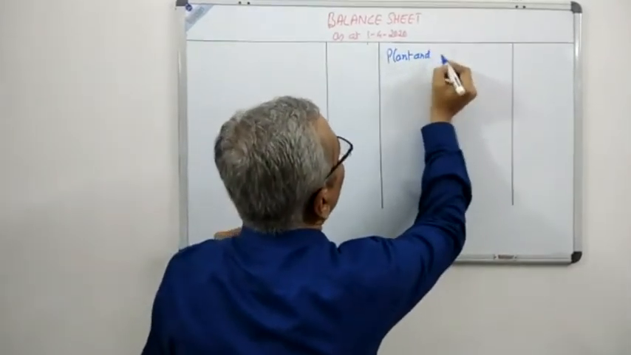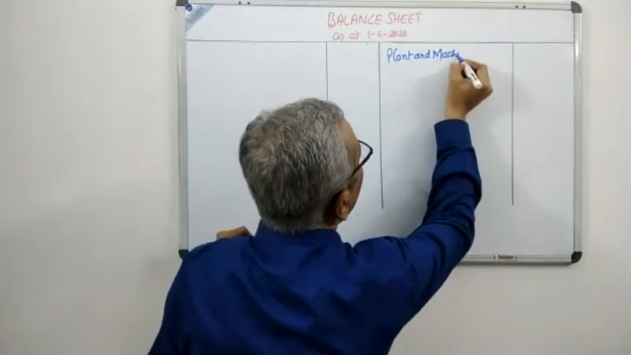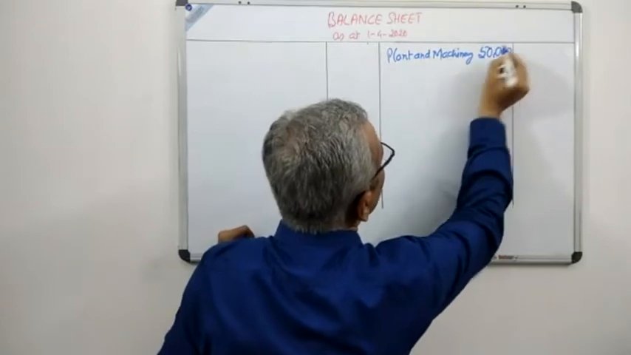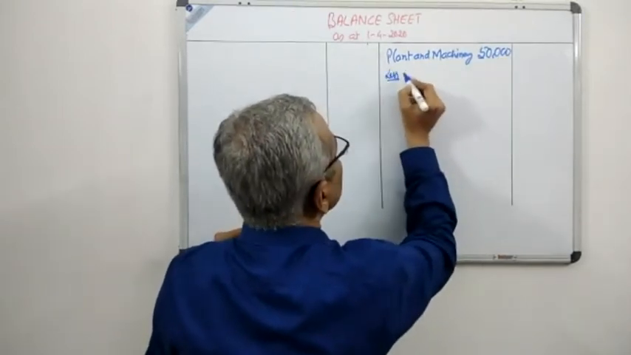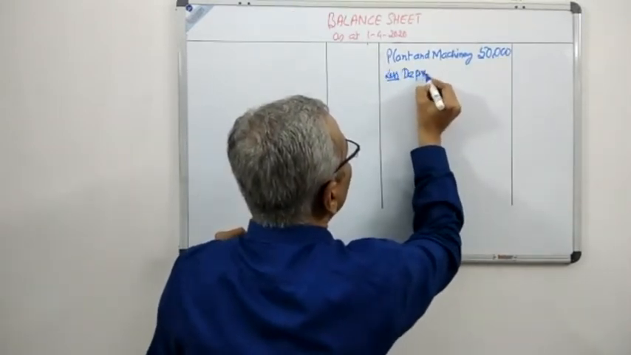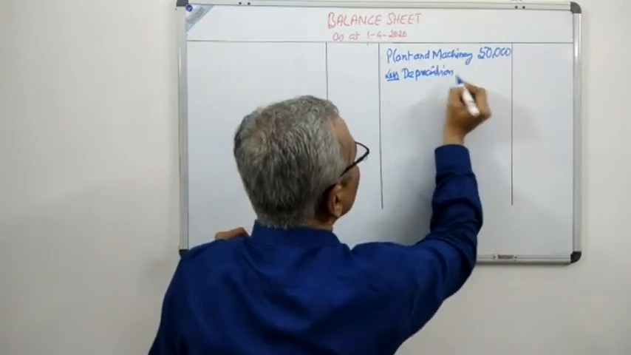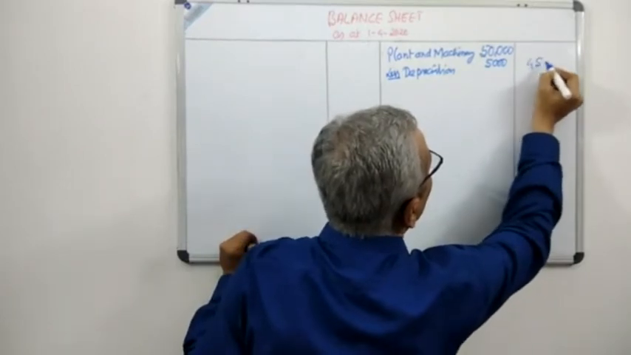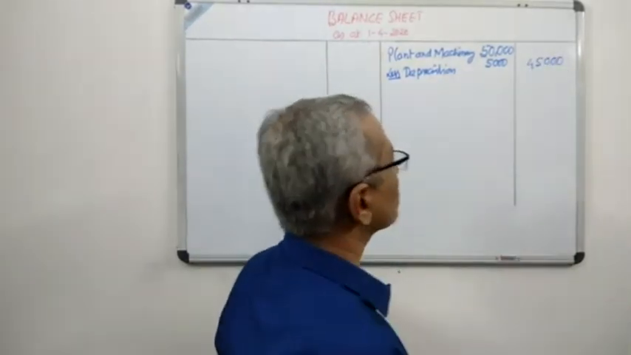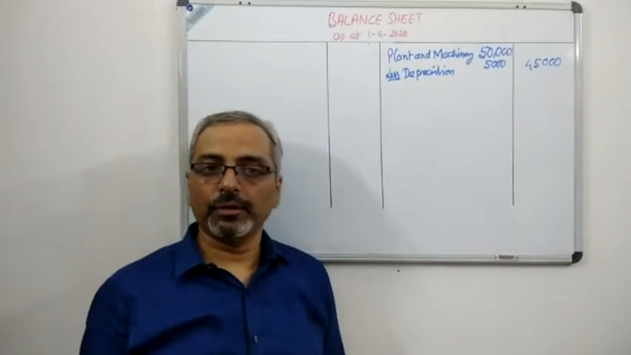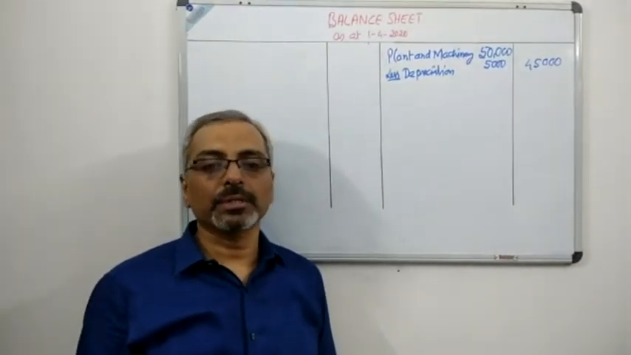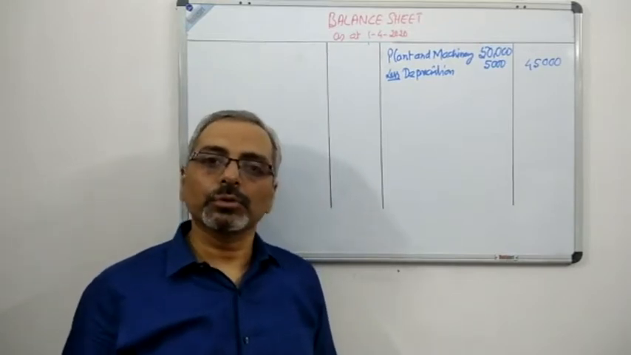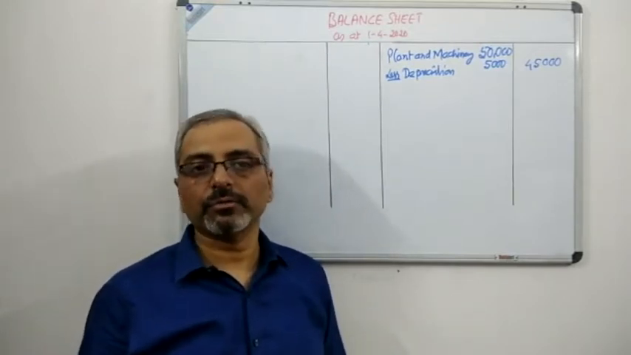So first, plant and machinery, inner column 50,000, less depreciation 5,000, outer column 45,000. First entry. The second entry, very carefully see where the patent has become valueless. What was the value of patent given in the balance sheet? It was 2,000 and it has become valueless, so it has become 0.